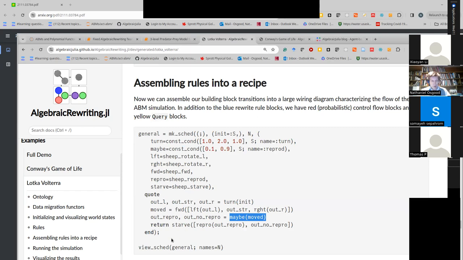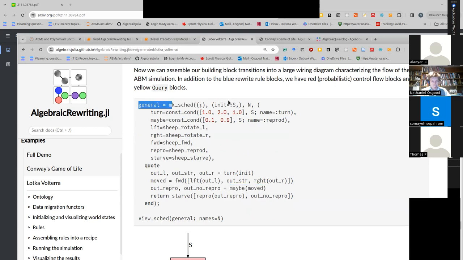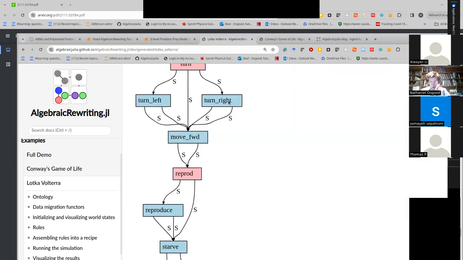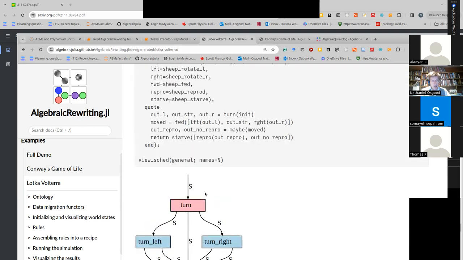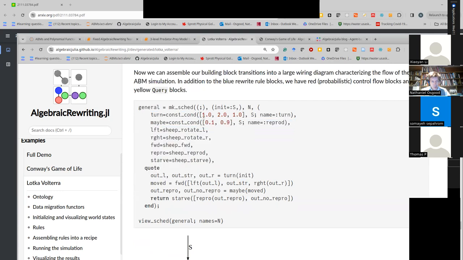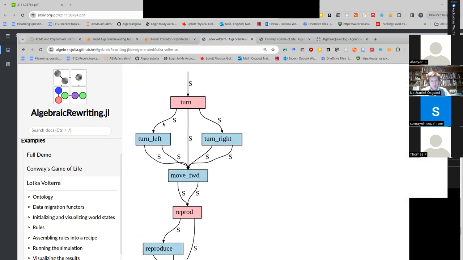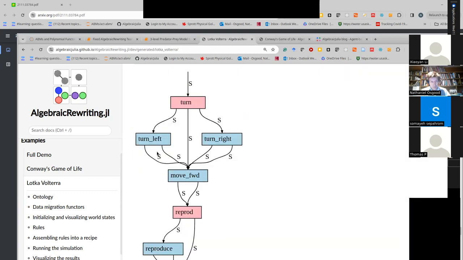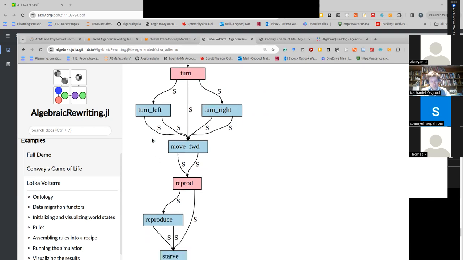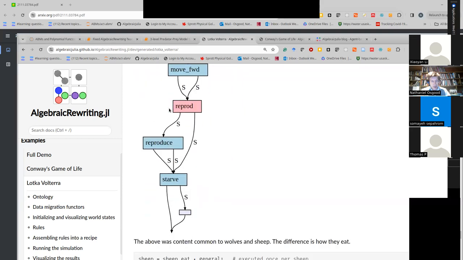Let's see where that occurs. So this is used in making the schedule for sheep. We'll see the wolves are just data migration of this. Okay, so here's our turn, and turn has three outcomes, right? Here we go. This one, and this one. And I think all of them are associated with an S out. So we have these three. And then this reproduce one has two possible outcomes.